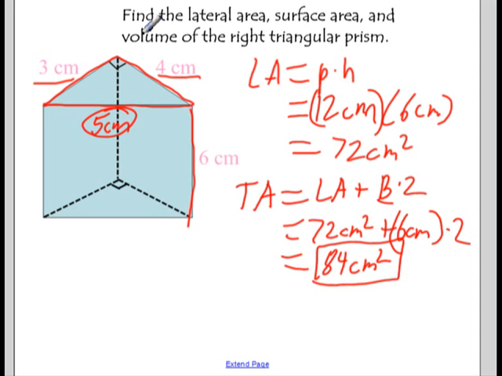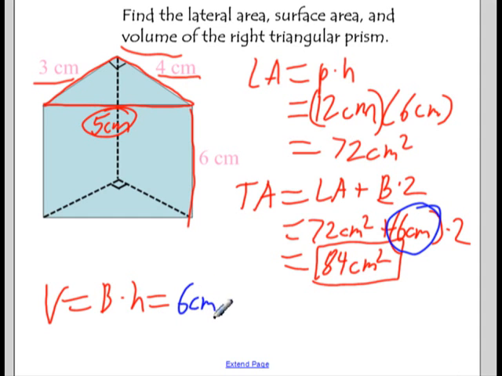Okay, now let's find the volume. Volume is the area of the base times the height. The area of the base we just calculated, that's right over here. That's just the area of that triangular base. And the area of that triangle is 1/2 base times height, which again is 6 square centimeters, sorry, I should have said square centimeters there too, right? That's the units. And times the height, which is 6 centimeters. And so that gives us 36.